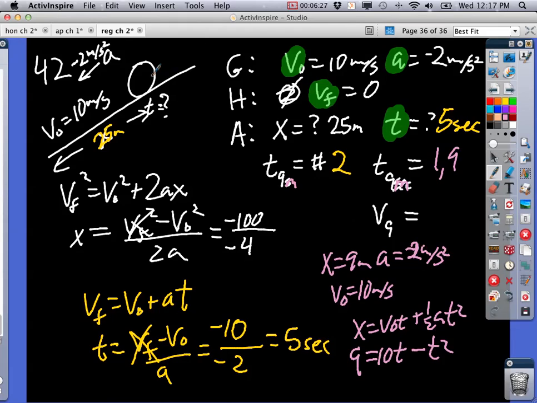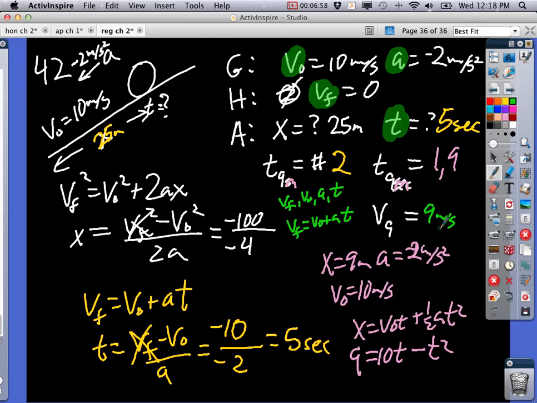Now, since I know these times, I want V final. I know V0, I know A, and now I know T. So I'm just going to use V final equals V0 plus AT. If I plug that in at these 2 points, do you see what I get? V0 is 10 minus 1 times T.